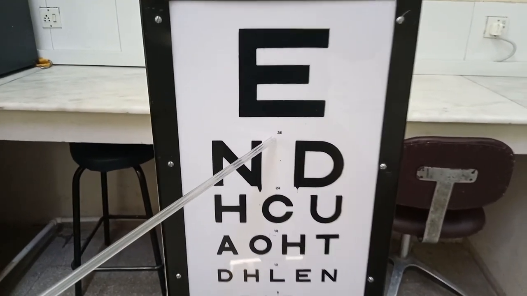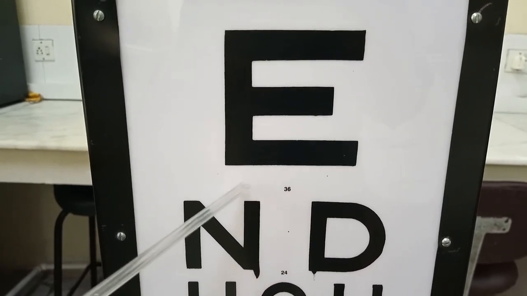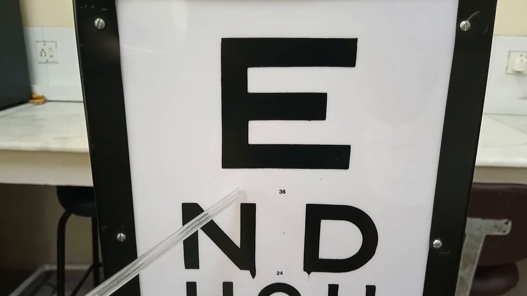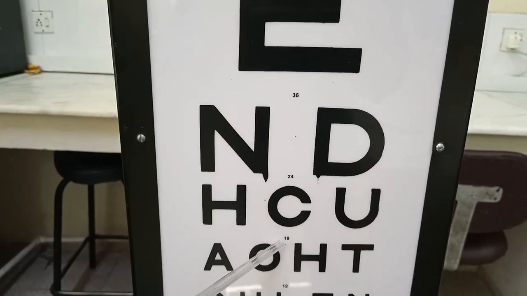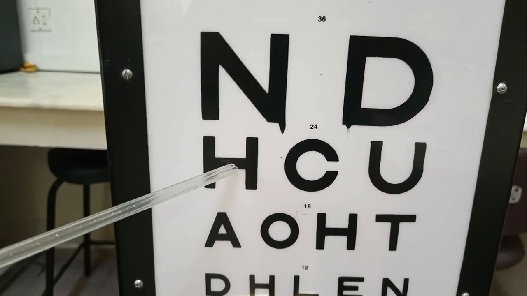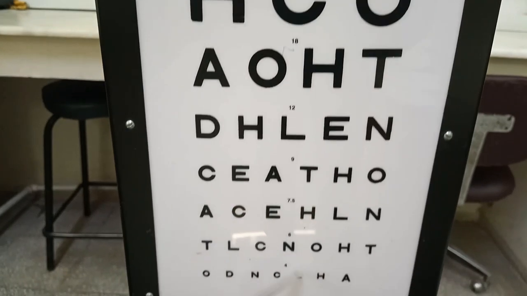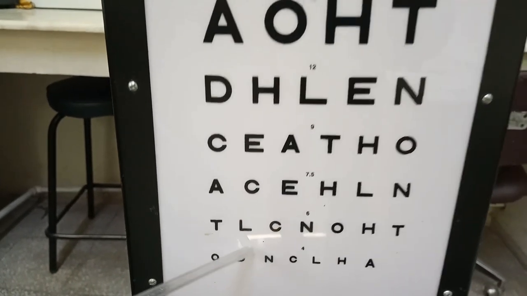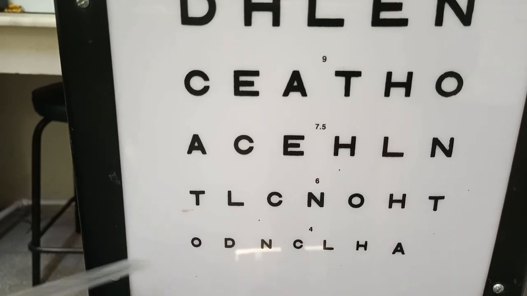For example, there is 36 here. It means that this line is normally seen at a distance of 36 meters. There is 18 here, which means that this line can normally be seen at a distance of 18 meters. There is 4 here, which indicates that this line can be normally seen at a distance of 4 meters.